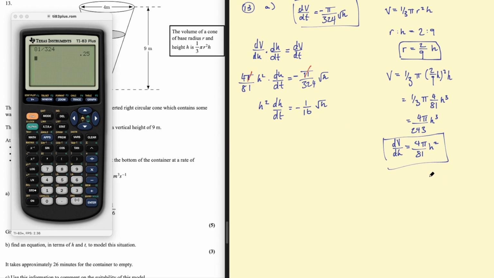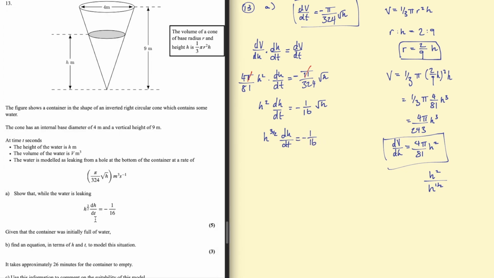So this would be h squared divided by h to the power of a half. To simplify that, you can think of that as 2 take a half. In other words, h to the power of 3/2 dh/dt equals negative 1/16. So there you go. That's how you end up with that equation.